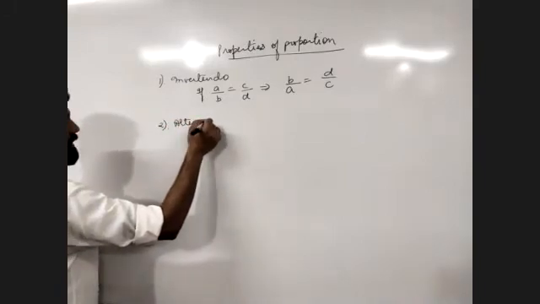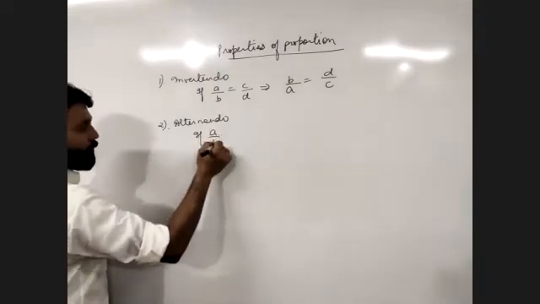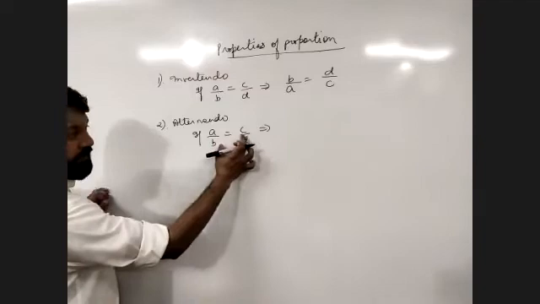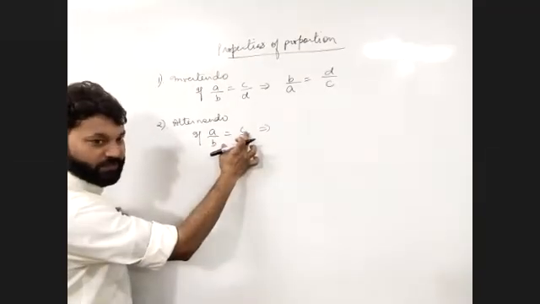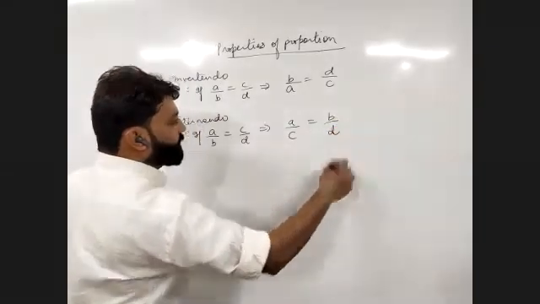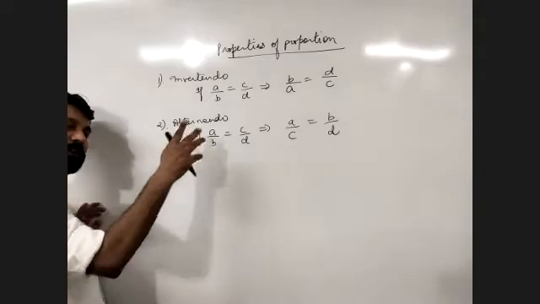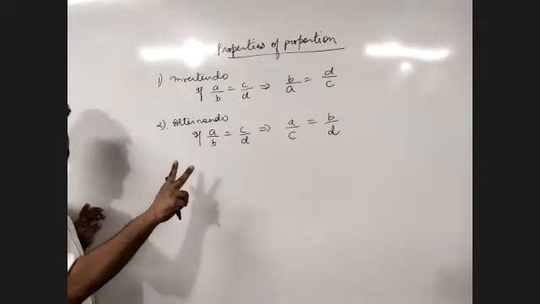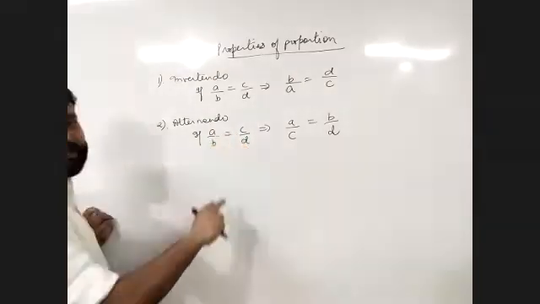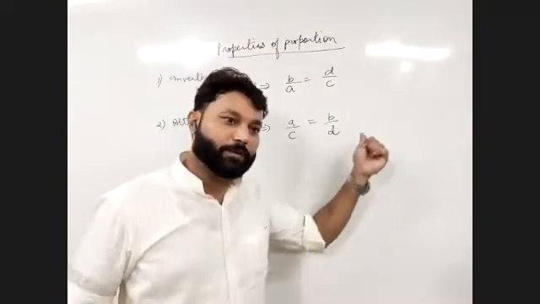Next is alternando. What is alternando? If A upon B equal to C upon D, then these two will interchange their places. That is, this implies A upon C equal to B upon D. Basically, if you change the places of these two, then also it is alternando, right? So interchanging the positions of these two or these two is alternando. So A upon B equal to C upon D, then A upon C will be equal to B upon D.